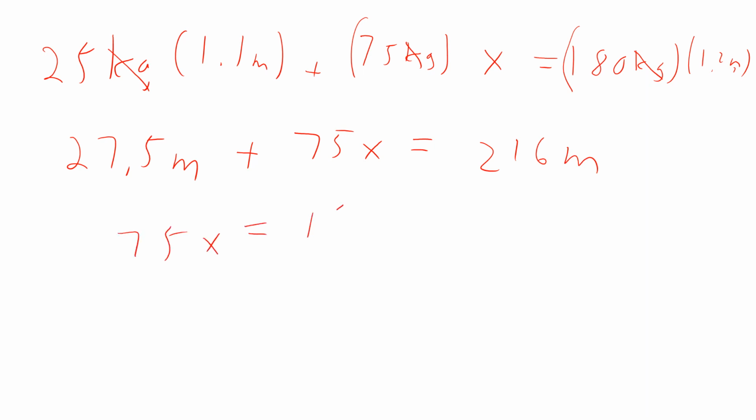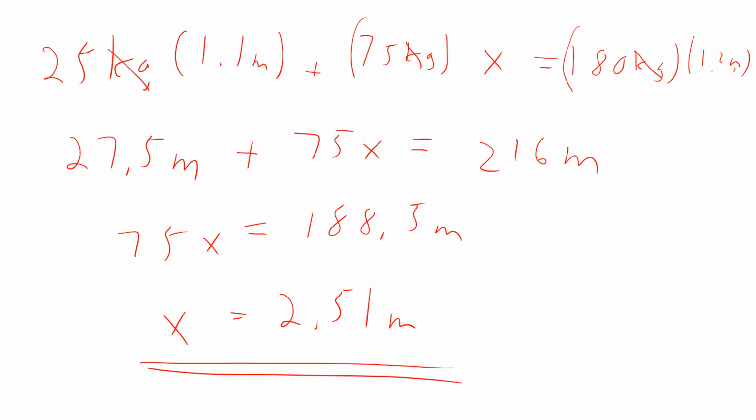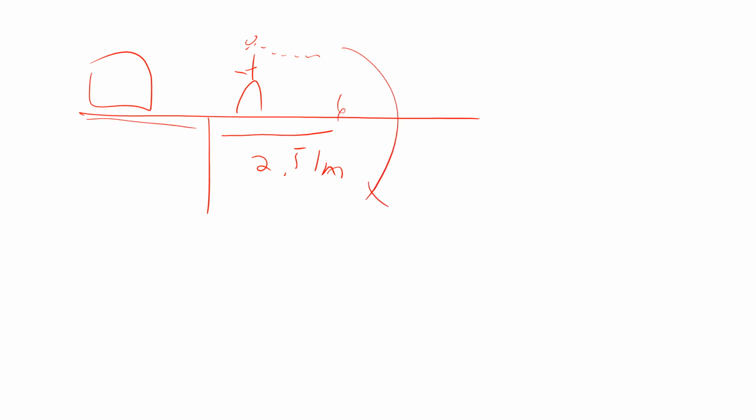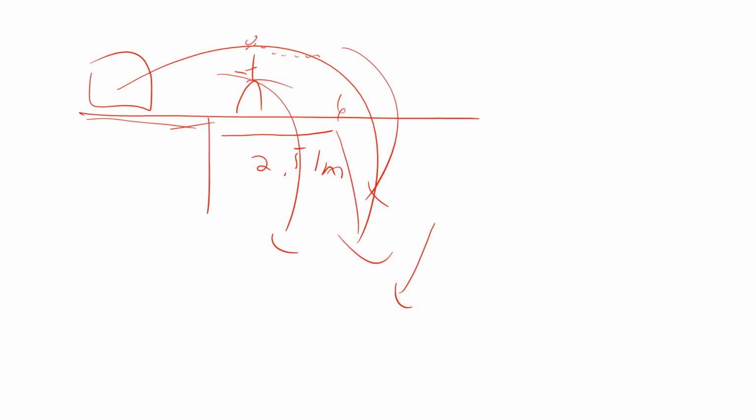Or in other words, 75x equals 188.5 meters, or x equals 2.51 meters. So what does that mean? For our problem here, the person can walk out a distance of 2.51 meters before the entire system becomes unstable and starts crashing down and they go falling down. And so that's the basic gist of this. That's how you solve this problem.